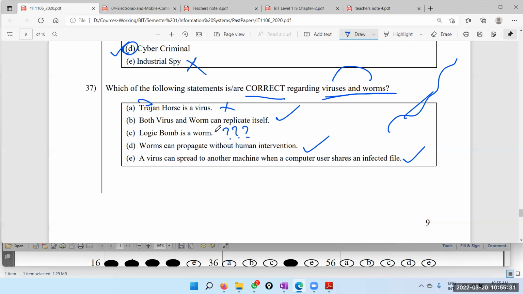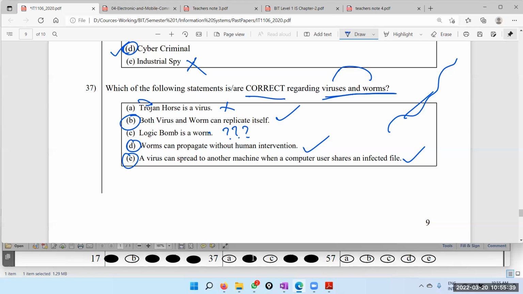I'm not 100% agree with this one also. So therefore I will go for B, D, and E. Okay. B, D, and E. So you can see that if I have the slightest doubt, I don't take it. Right? I don't take it. Okay.